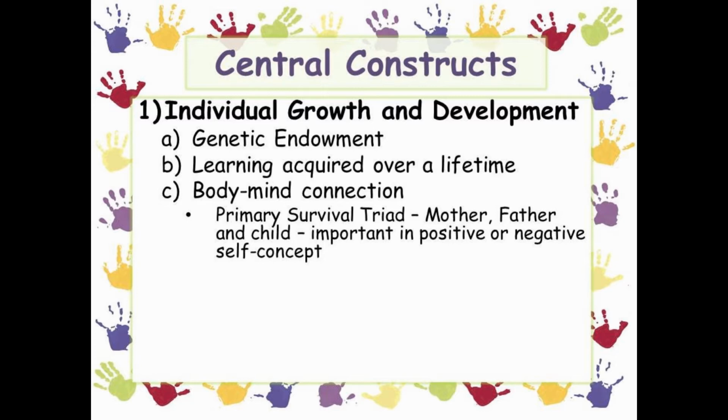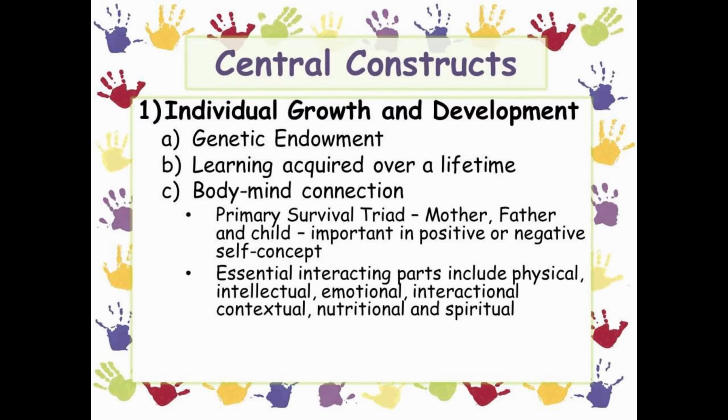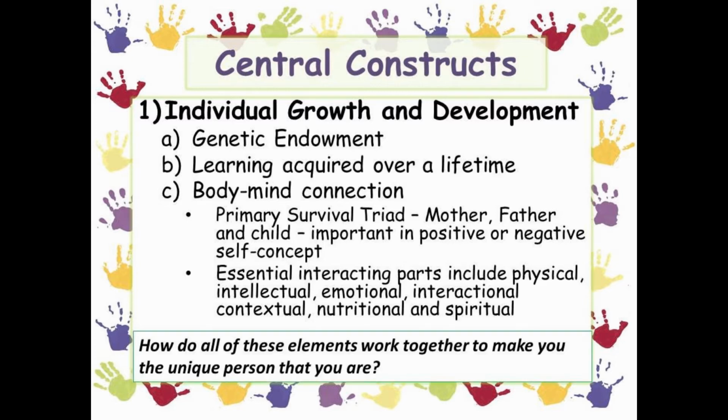Also important are what Satir called the essential interacting parts within us: the physical, intellectual, emotional, interactional, contextual, nutritional, and spiritual aspects. How do all of these elements work together to make you the unique person that you are?